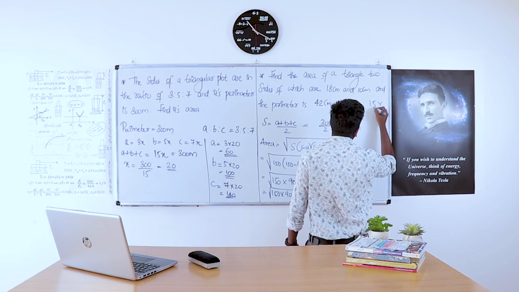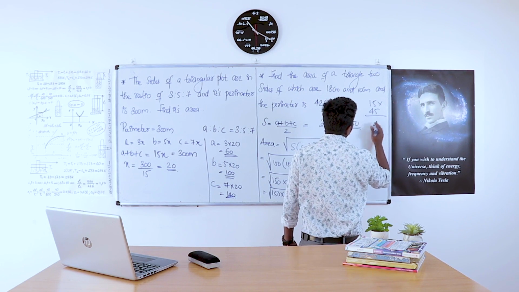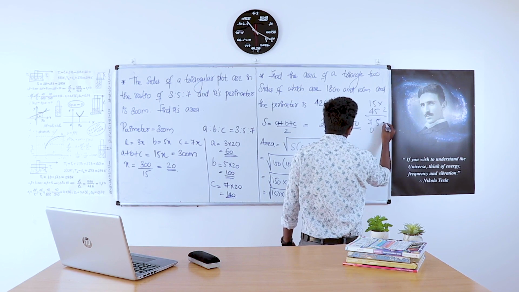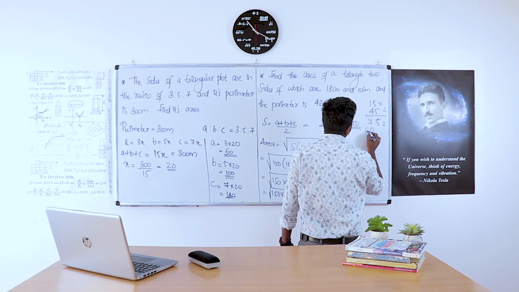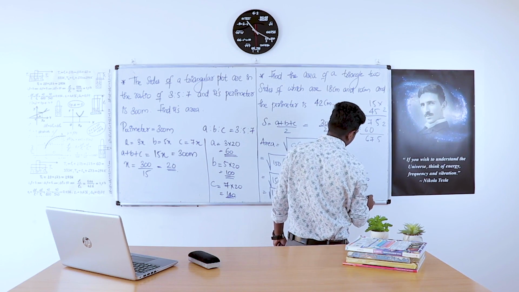15 into 45. What is 15 into 45? 5 into 5, 25. Remainder 2. 5 into 1, 5 plus 2, 7. 4 into 5, 20. Remainder 2. 4 into 1, 4 plus 2, 6. That is 5, 7, 6, which is equal to 6, 7, 5, 1, 2, 3, 4.